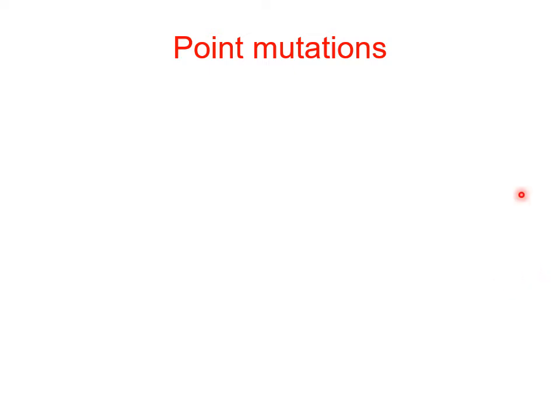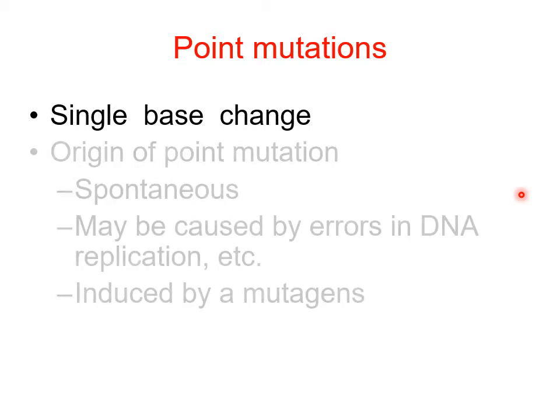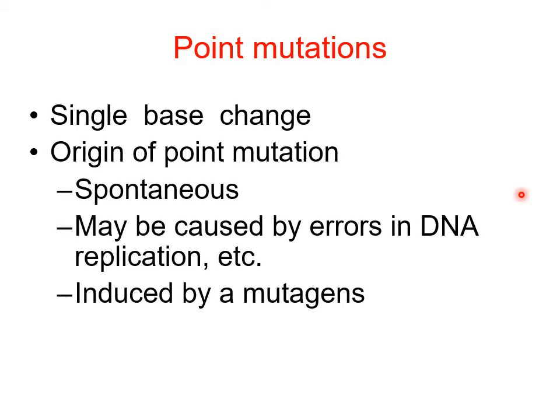Coming to the first one, the point mutations. A point mutation occurs when there is a single base change in the DNA structure, that is, alteration in a single nucleotide of the gene, which may be substituted or altered. The origin of these point mutations could be spontaneous, or they may be caused by errors in DNA replication, or induced by mutagens. The consequence may go unnoticed, or sometimes it may result in gross changes in the functioning of the protein coded by the gene containing the point mutation. The best example we can think of is sickle cell anemia.